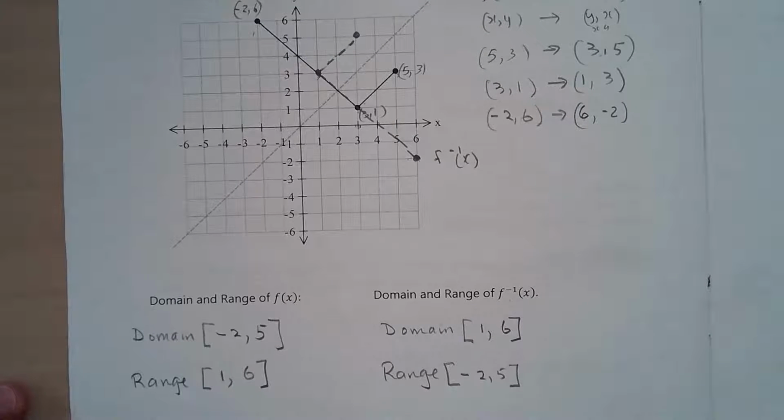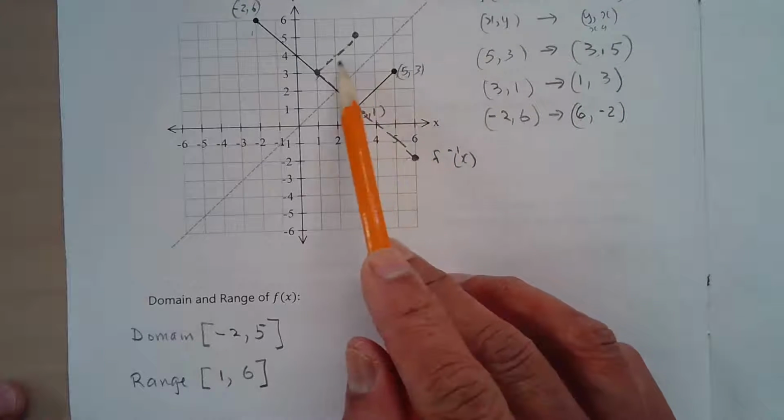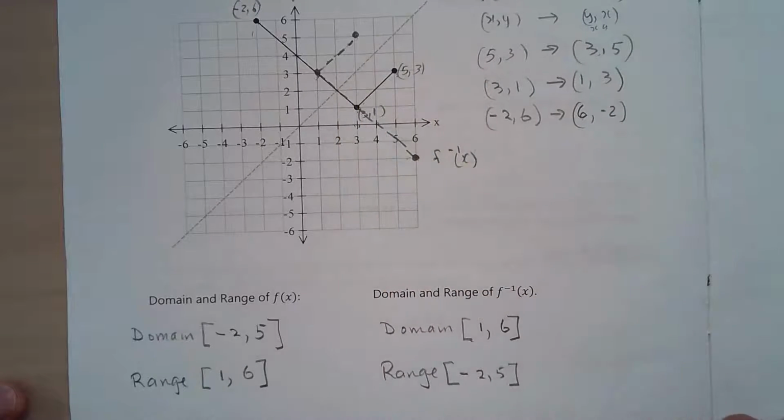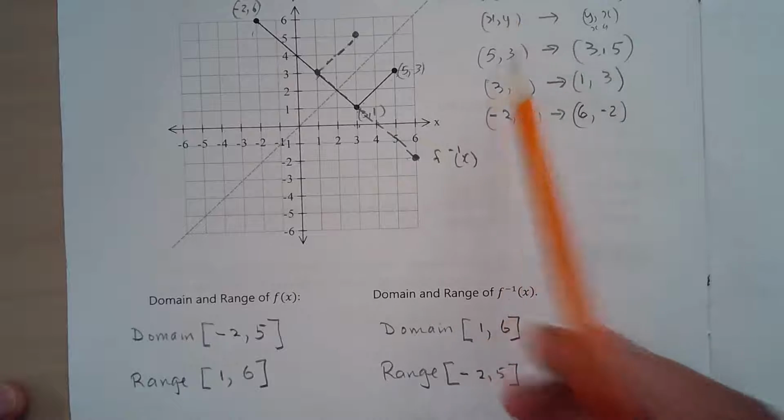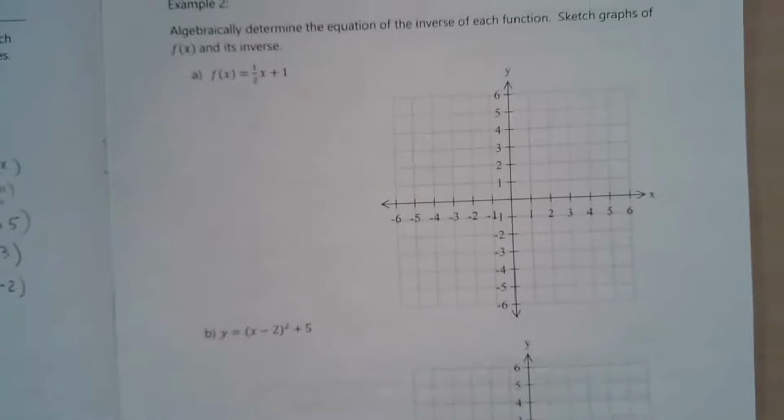So just remember, whenever you're doing the inverse, you're more or less switching the coordinates, using the coordinates of the original graph to switch them. Okay, let's look at example 2 on the next page.